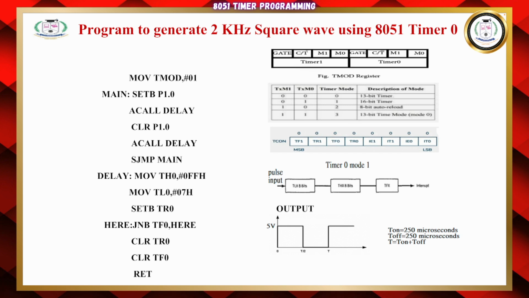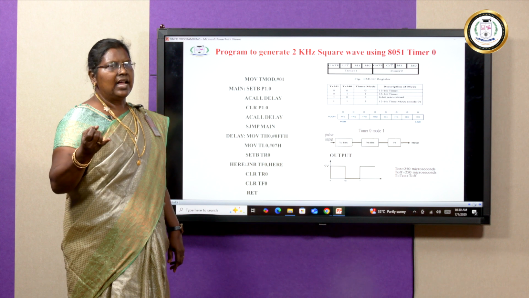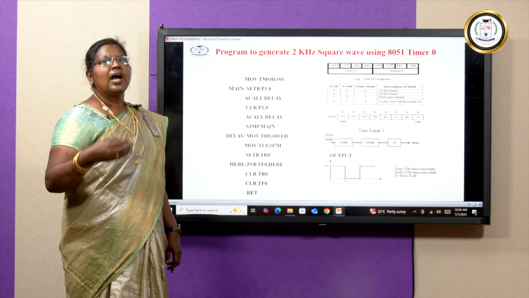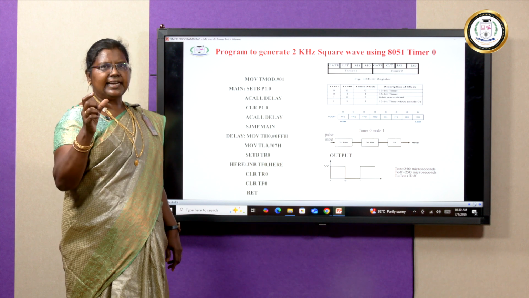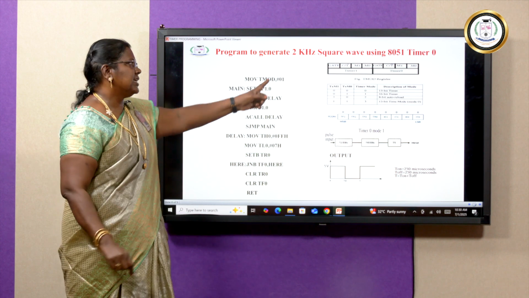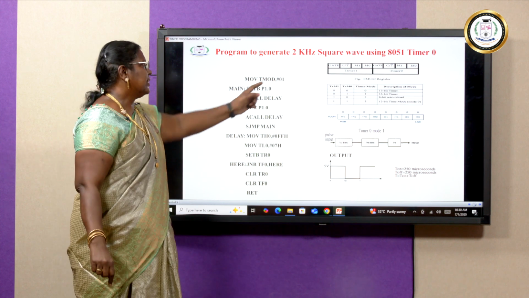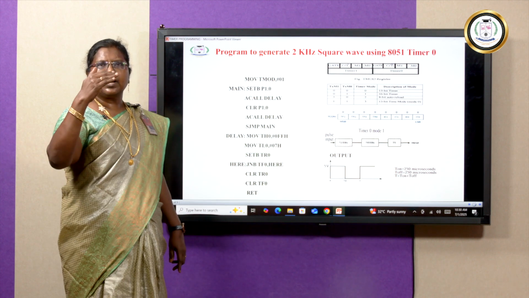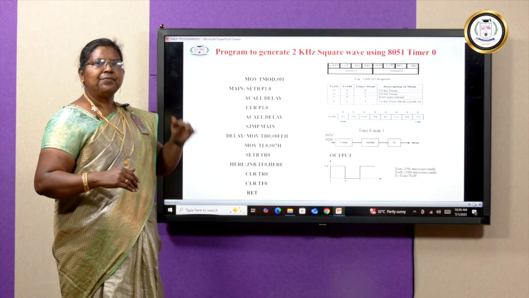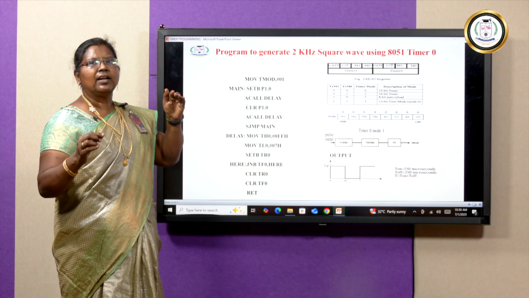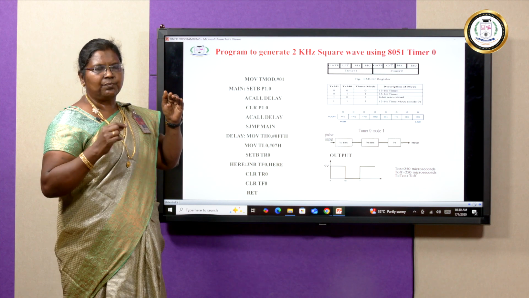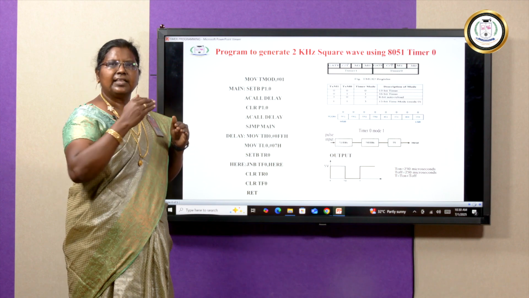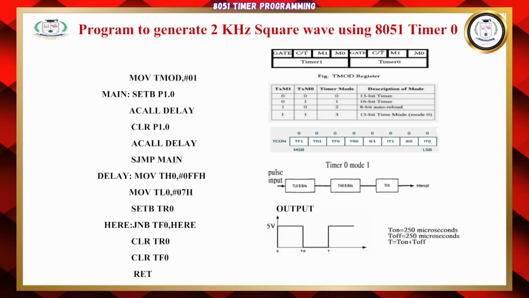First we are selecting the timer mode as 01 because we are using this as a timer, the gate should be 0, and we are selecting mode 1. So it will become 01, as given here. Then for the square wave we have an on time and an off time. I am using port 1 of the microcontroller. If you set the bit, you will get the on time, and if you clear the bit, you will get the off time.